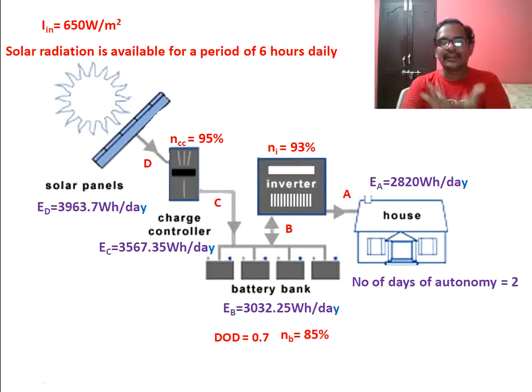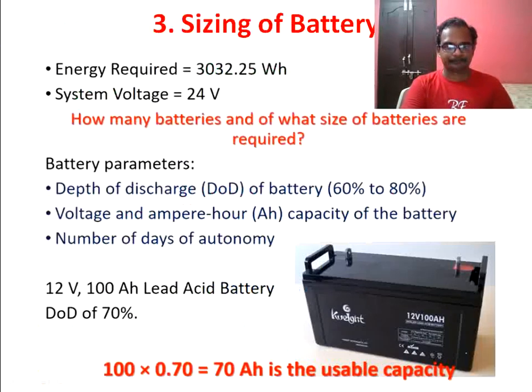You can see I require 4 batteries to store this much energy. So if I have 4 batteries, then I can store 3032.25 watt hours of energy, and when I supply, if I can store this much energy, then I can give 2820 watt hours per day to the home. Right? You understand this? Right.